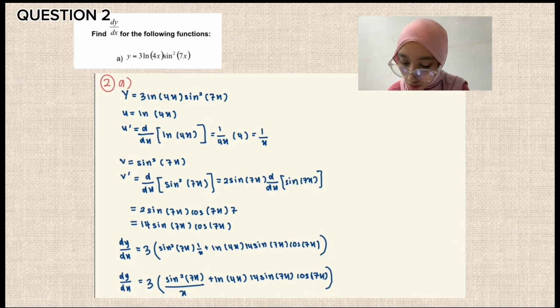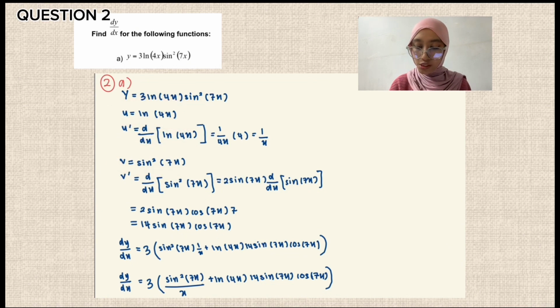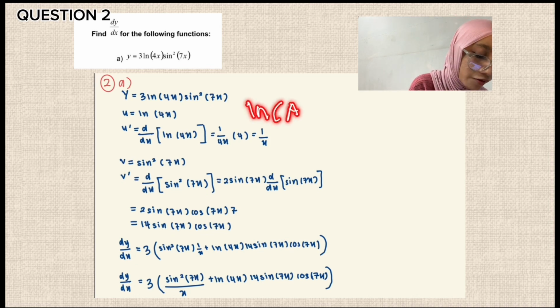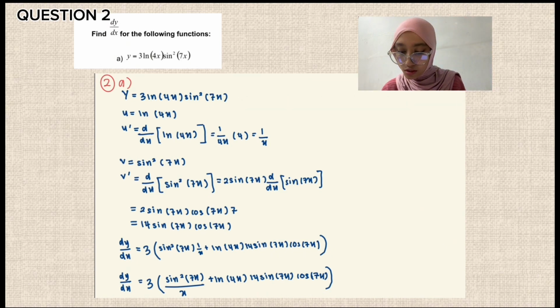Okay? So we let u equal ln of 4x and v equal sine square of 7x, and we differentiate each part step by step. First, we differentiate u. We recall that ln of 4x can be expanded using log rules, which is ln of ab equals ln of a plus ln of b. Now, ln 4 is a constant and the derivative of a constant is 0. The derivative of ln x is 1 over x.